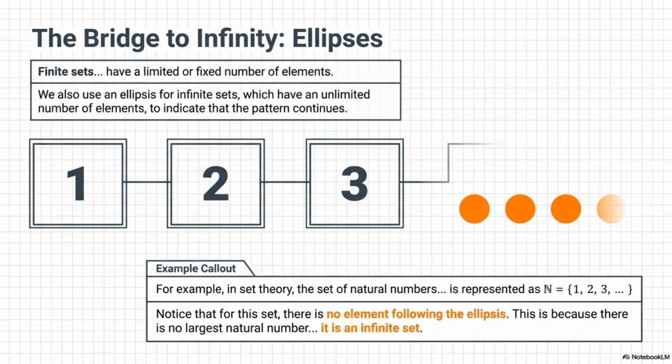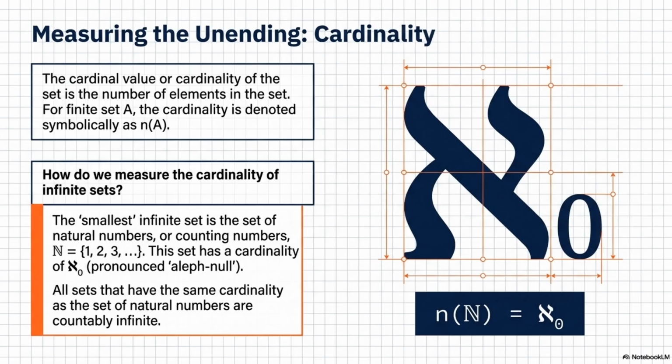Which brings us to a frankly terrifying question for any student of mathematics. Hit me. How do you measure something that never ends? If you have sets that go on to infinity, how do you even compare their sizes? Okay, to measure a set, we use a concept called cardinality, or cardinal value. Cardinality. Yep. It simply means the number of distinct elements contained within the set. The notation is a lowercase n followed by the set's name in parentheses. Okay, so if set A has 4 elements, the cardinality, or n(A), equals 4. You got it. That makes perfect sense for a finite set, right?